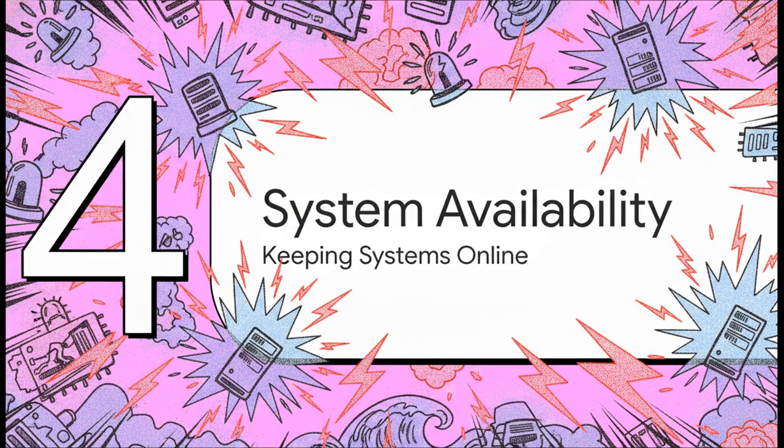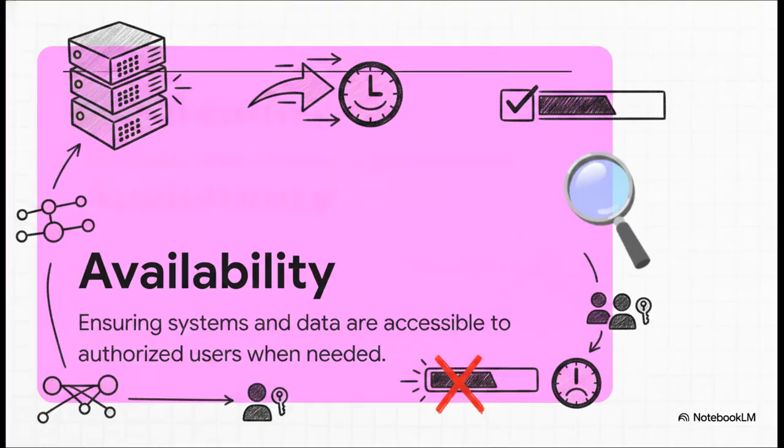Section 4. Availability, keeping systems online. Now, unlike the stealthy nature of those first two pillars, attacks on availability are meant to be loud, obvious, and highly disruptive. Availability is all about ensuring that systems and data are accessible to authorized users when they actually need them. The anchoring question here is simply, is it there when authorized users need it?